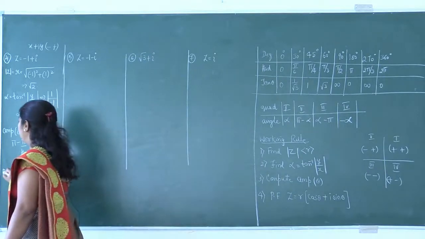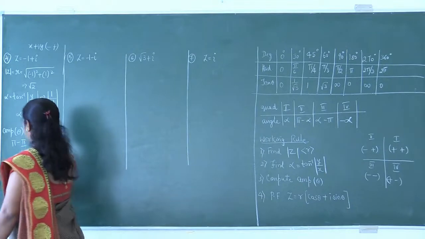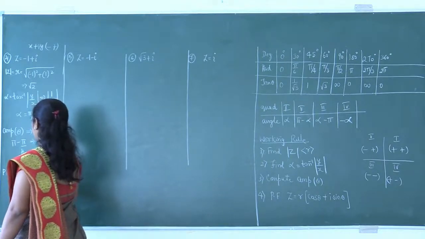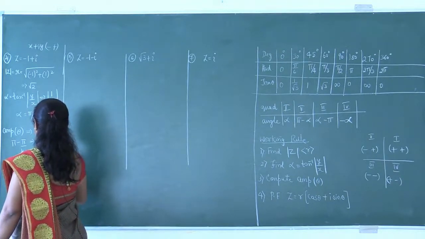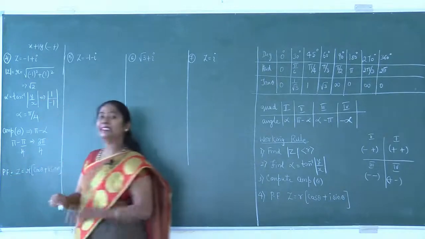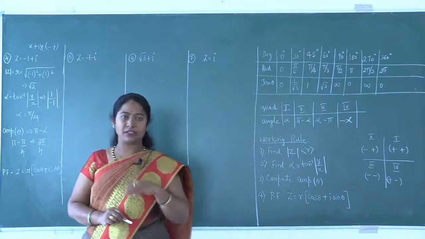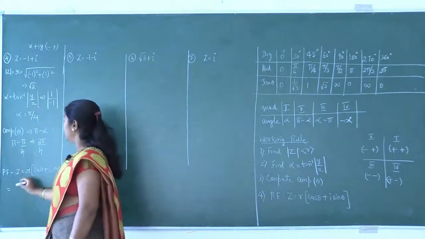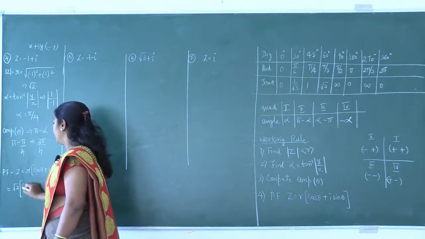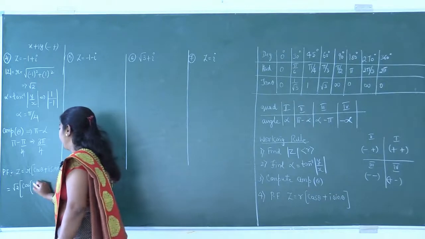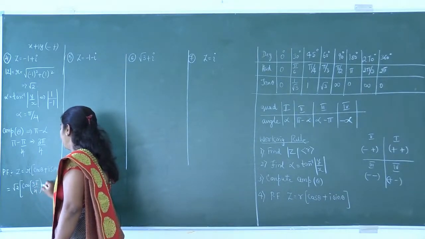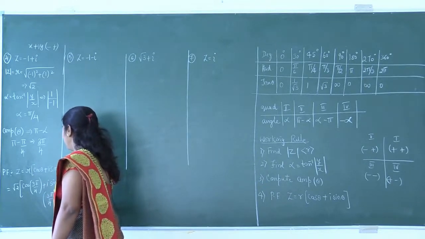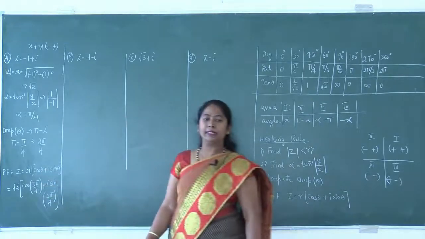Now how do we represent in polar form? The polar form of a complex number is given by z is equal to r into cos theta plus i sin theta. This cos theta plus i sin theta can also be written as cis theta. So substitute the value of r now. What is r? r is nothing but root 2. Substitute the value of theta. What is theta? 3 pi by 4. So root 2 into cos 3 pi by 4 plus i into sin 3 pi by 4. This is the polar representation.